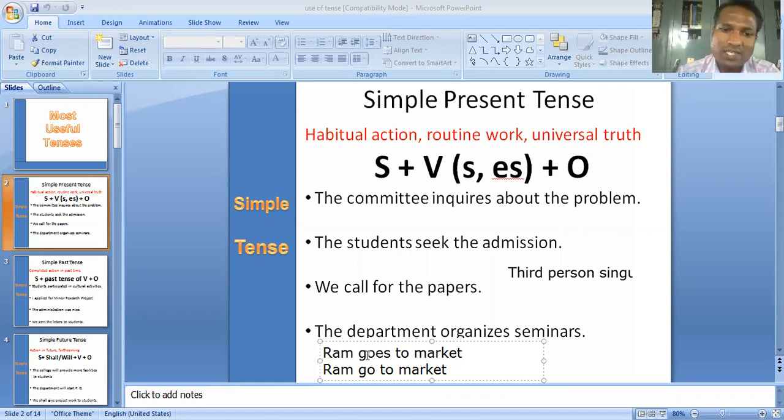That's why the first sentence, Ram goes to market, is the right one. Second sentence is wrong. Second sentence कधी बरोबर होईल? जेव्हा आपण लिहू ना we go to market, तेव्हा बरोबर होईल. Because we is plural. We is plural.